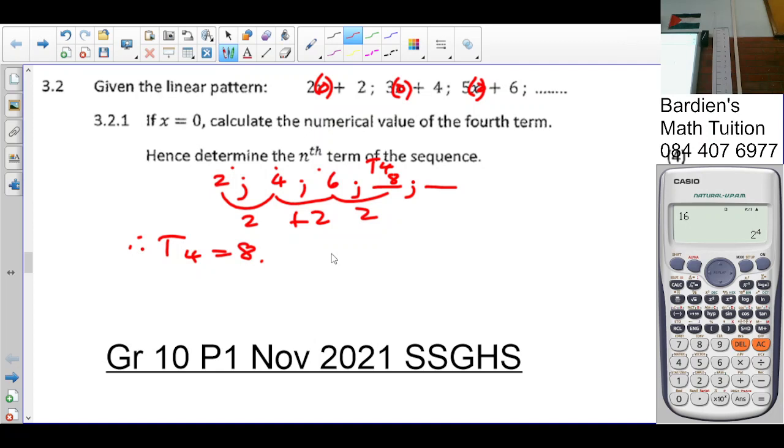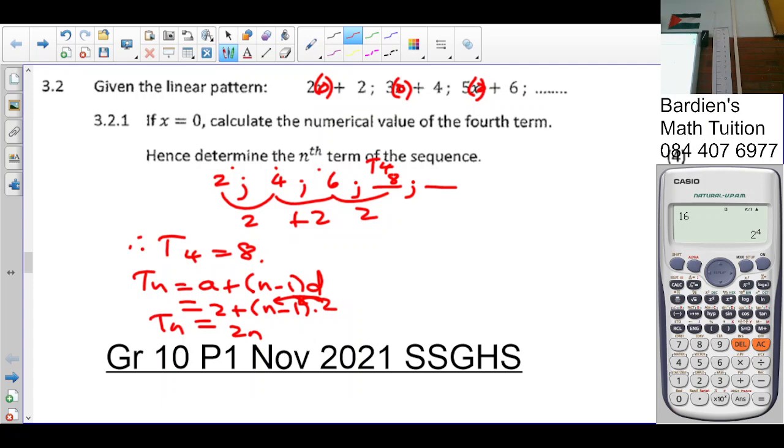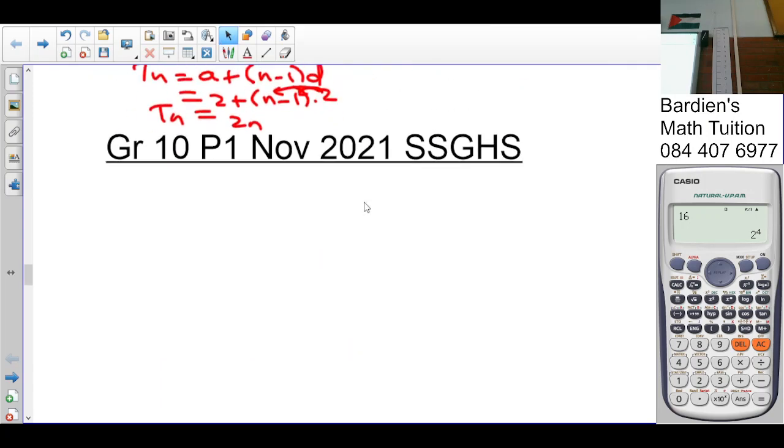Hence the nth term of the sequence. The nth term following the formula, Tn is equal to a plus n minus 1 d. What's your a value? 2 plus n minus 1 times 2. That's going to give us 2n minus 2 plus 2 is 0. So the general term is 2n. If you could see it's all even numbers, we know it would have been 2n in here. Okay?